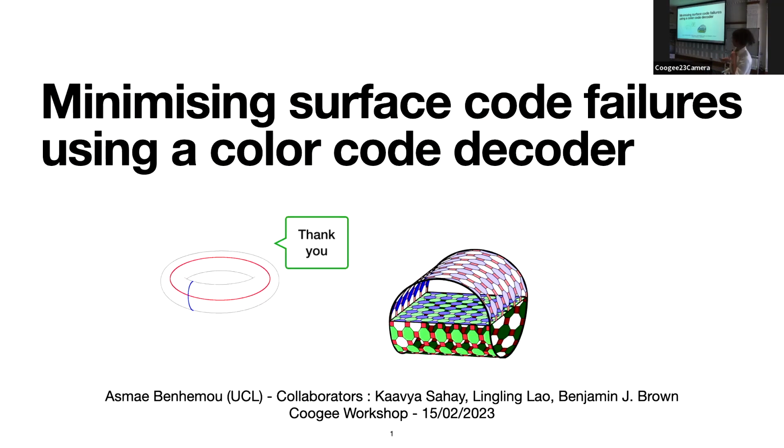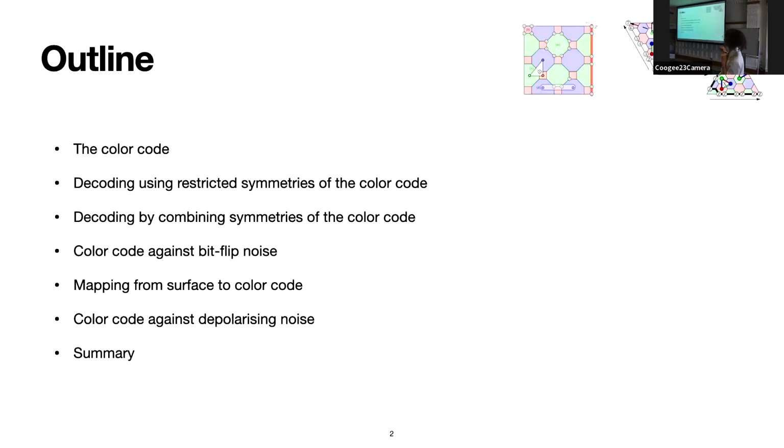But yeah, okay, so I'll move on since we're a bit late. For the outline, I'm gonna briefly talk about the color code and then go through how we decode the color code using the restriction decoder, which is the main way people do it when they want to use matching. And then I'll talk about combining symmetries of the color code to correct for bit flip noise. And then I'll move on to mapping the surface code to the color code to try and catch some depolarizing noise. Actually, ignore the last point because that's not happening anymore. Not yet, maybe, I will see.